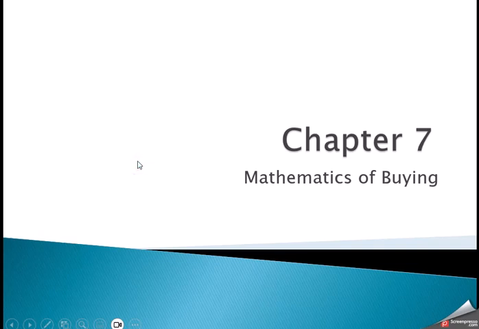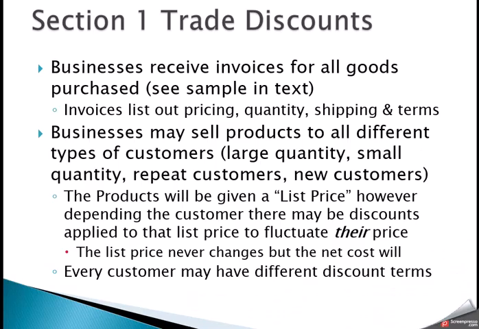Chapter 7, we're going to talk about the mathematics of buying. So if you would work in a large business, that would be in the purchasing department. So if you're a manufacturer and you're making product, that can be a big job. There can be a lot that needs to be purchased to keep that manufacturing facility going. So the first section talks about trade discounts.